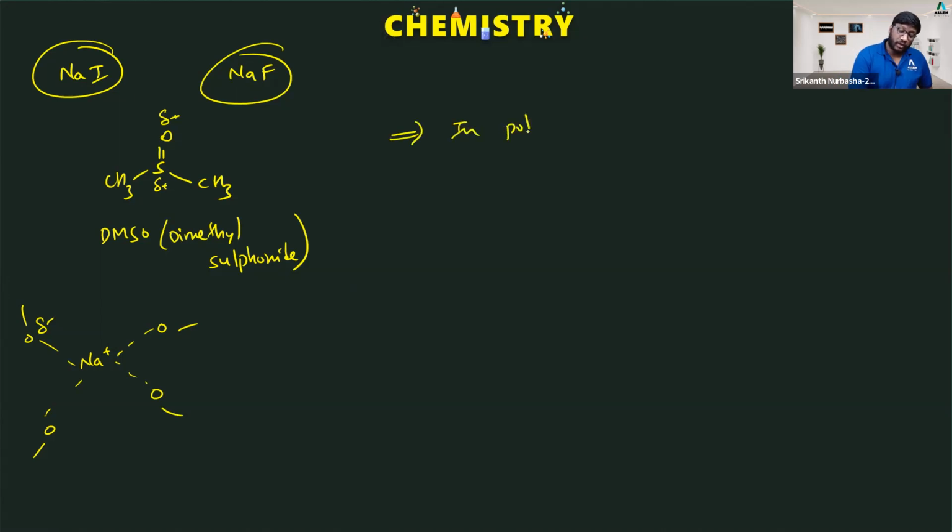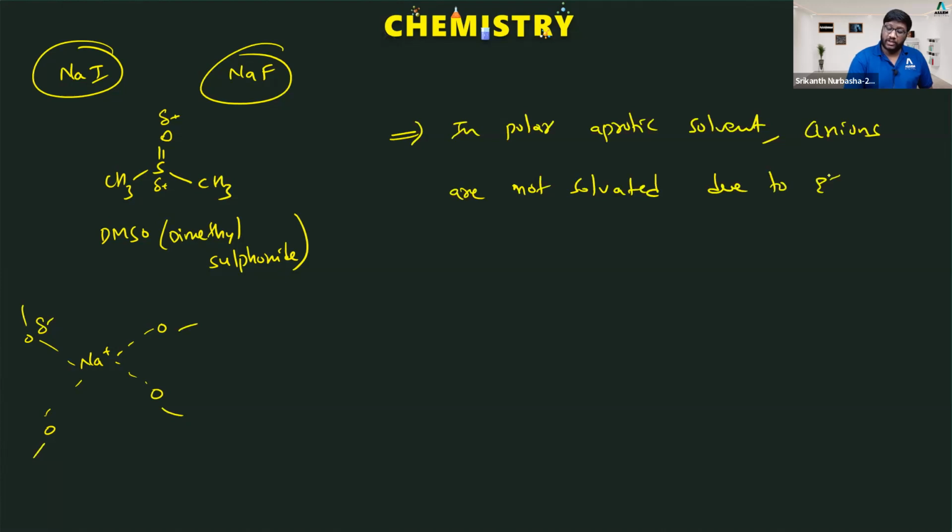In a polar aprotic solvent, anions are not solvated due to electronic repulsions. That means which is a better nucleophile now, I minus or F minus? Earlier we compared with respect to charge density. The charge density of F minus is high, because of that F minus was surrounded by a very high number of H2O molecules. But now there is no surrounding by solvent molecules.